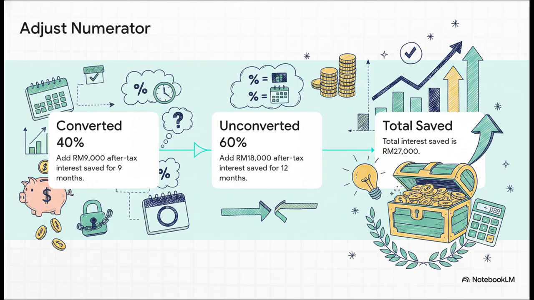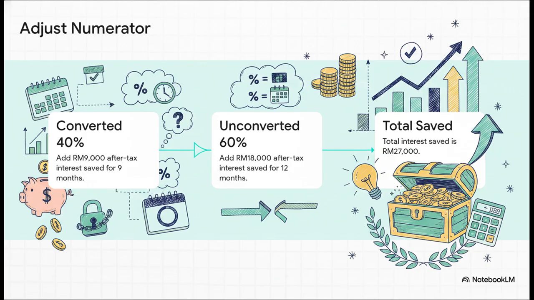Before they converted, they sat there as debt for 9 months, right? So we take the 500,000 ringgit debenture, multiply it by 40%, then times the 8% interest rate, times 9 over 12 months. Then, and this is absolutely crucial, we multiply by 75% to remove that 25% tax. That gives us 9,000 ringgit unsaved after-tax interest.